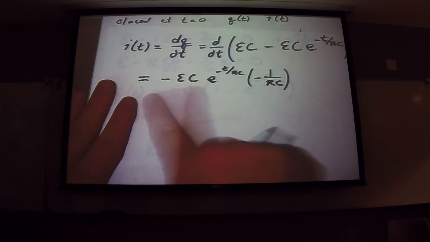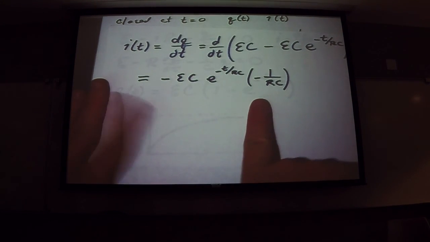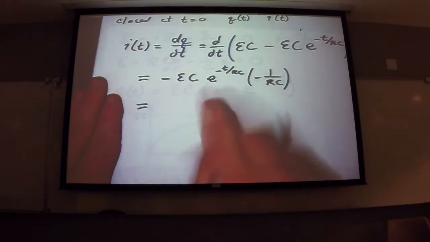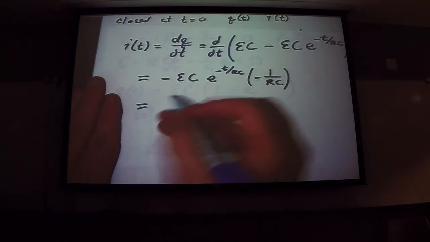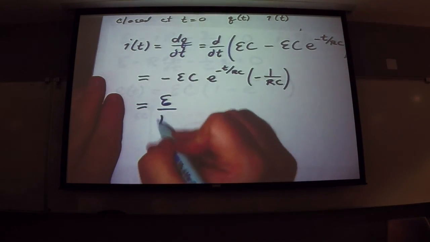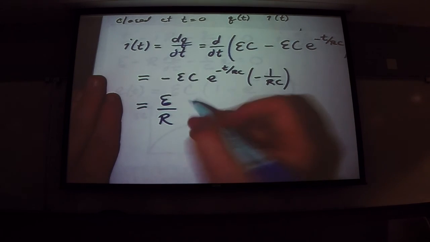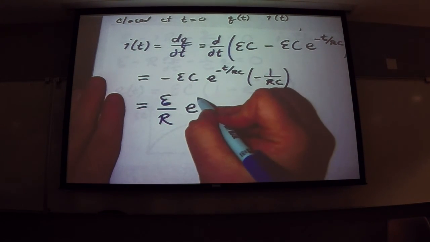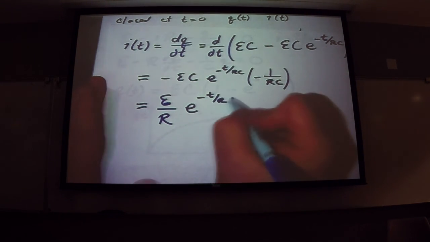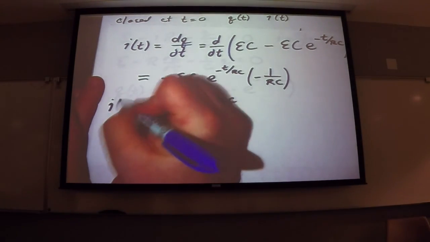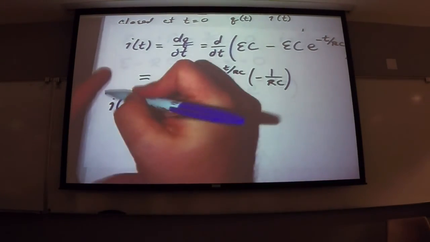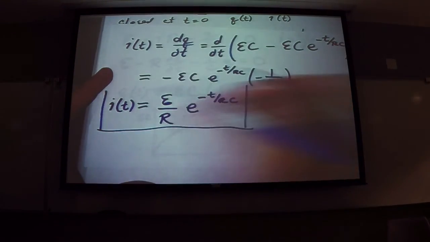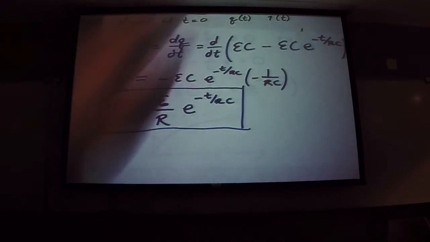So now we multiply this stuff together. Two negative signs cancel out here, and one factor of the capacitance cancels out. And so what you get is E divided by R times e to the minus t over RC. There's your current in the circuit, and over here's your charge.